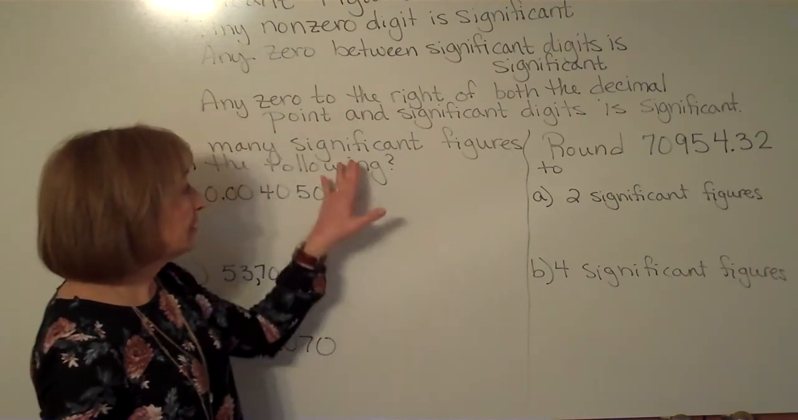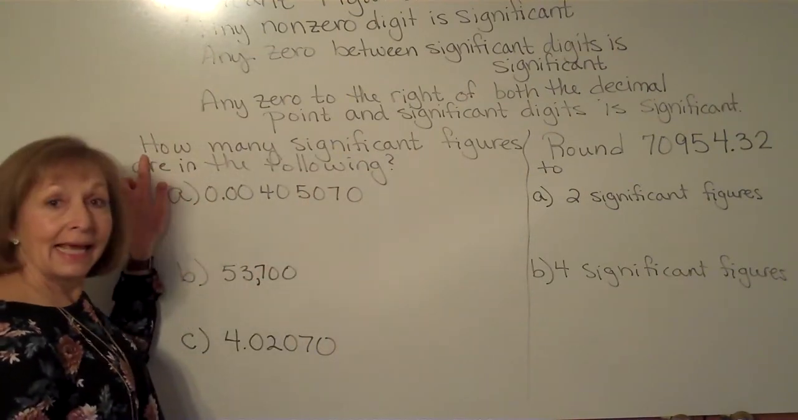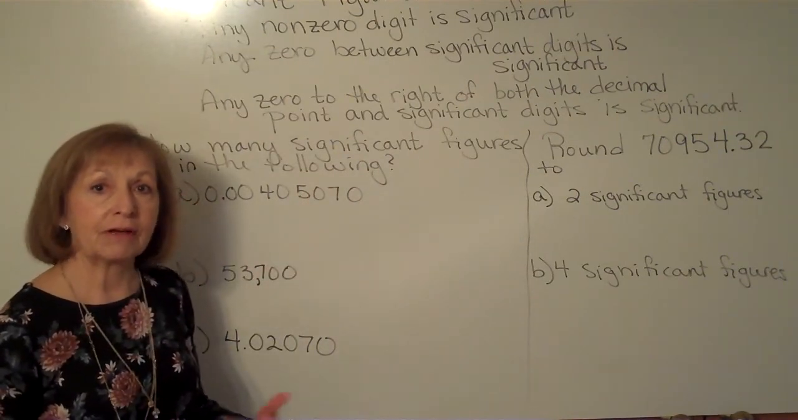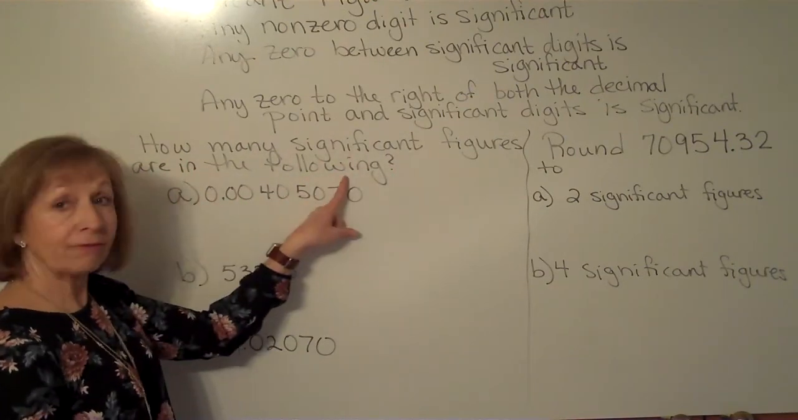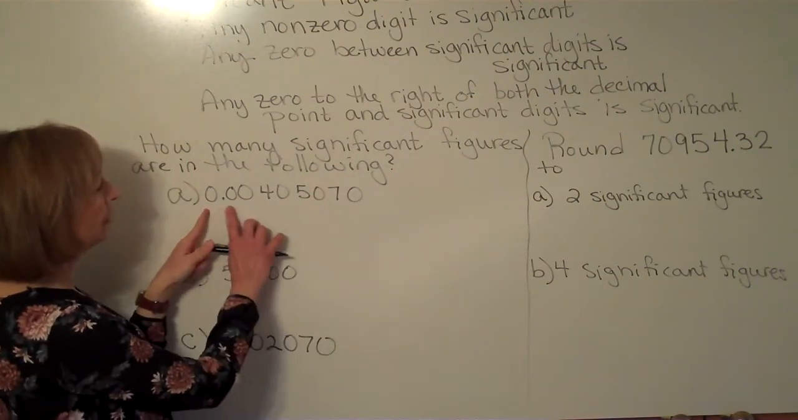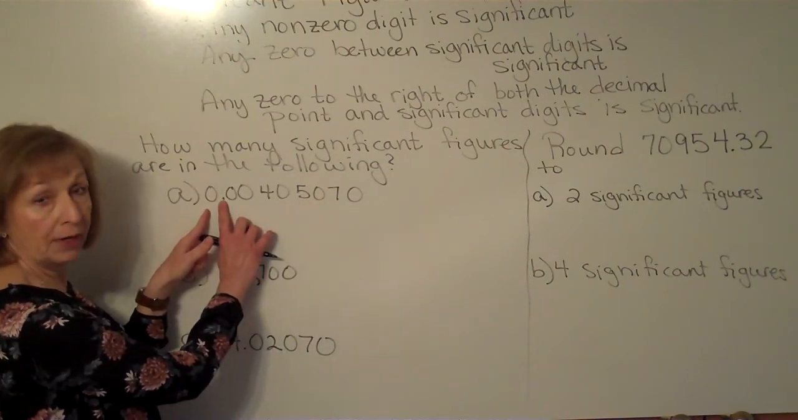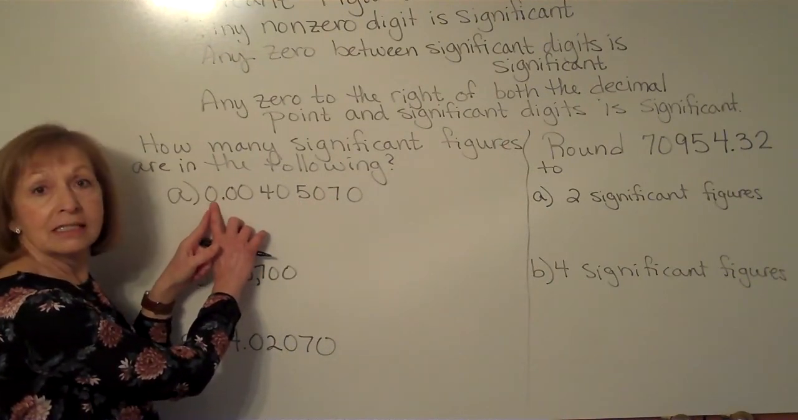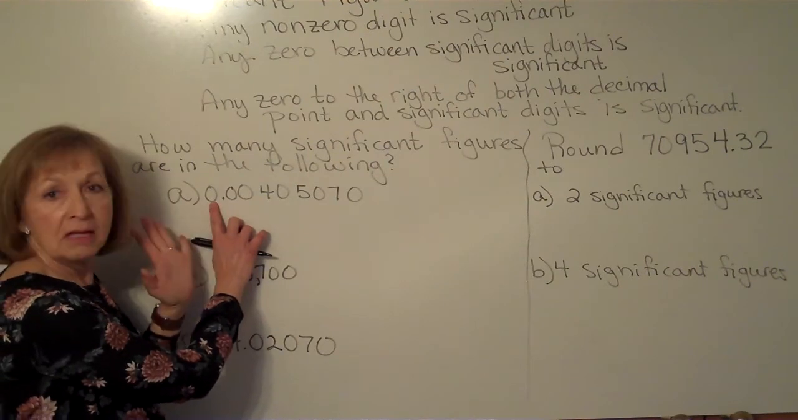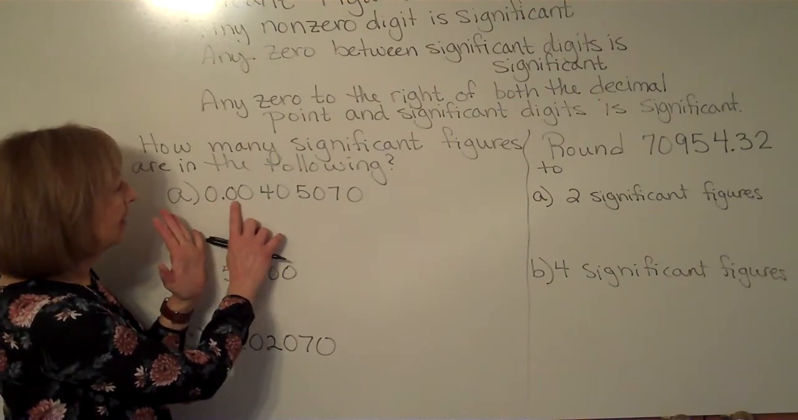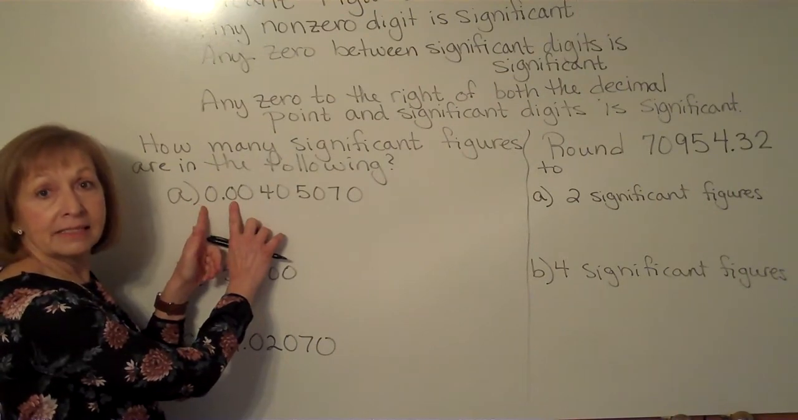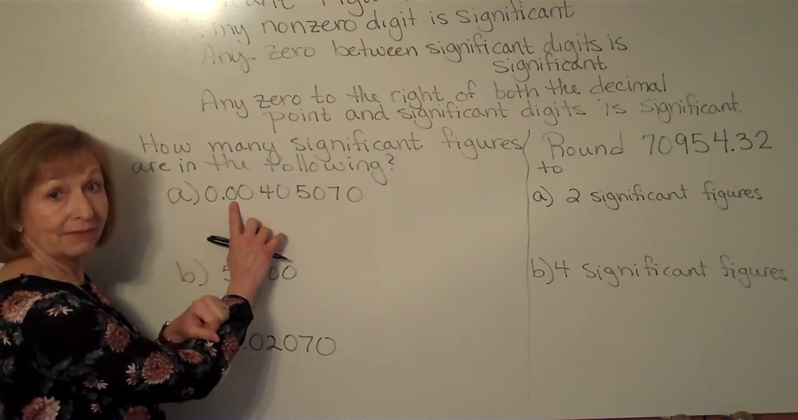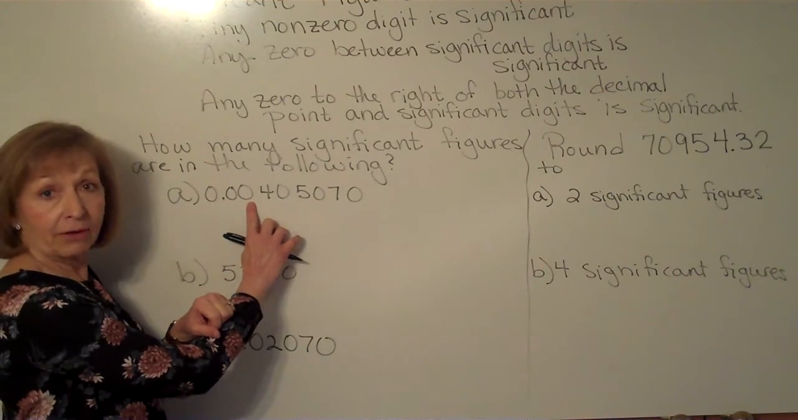So let's look at these two examples. The first one is just to count how many significant figures a number has. How many significant figures are in the following? When I look at this first number, here's my decimal point. The digit that's to the left of the decimal point is 0. That's not significant. This 0 is to the right of the decimal, but it's not to the right of a significant digit, so that's not significant either, nor is that 0.